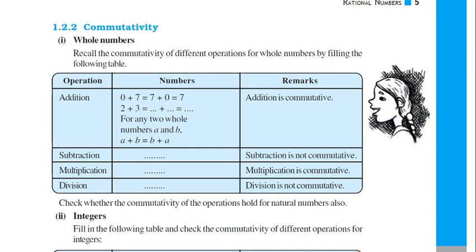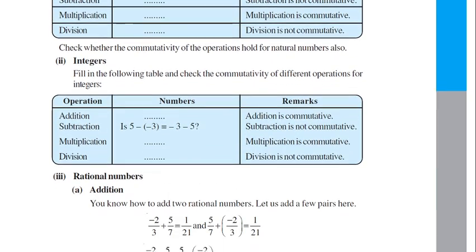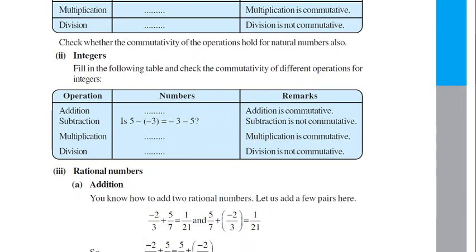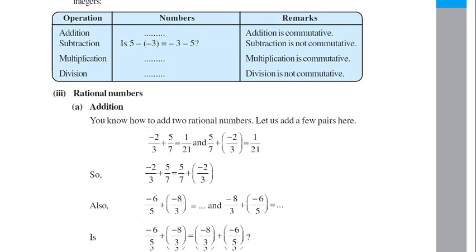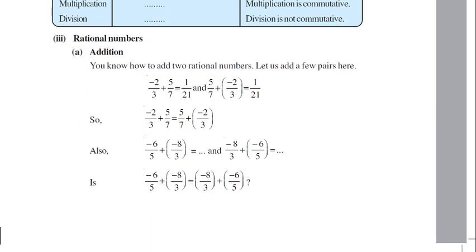Now let's see the same property for integer numbers. For addition, if you add any two integer numbers, you will get the same answers. So for integers, addition is commutative, subtraction is not commutative, multiplication is commutative, and division is not commutative. So remember this thing also. This is the commutative property.